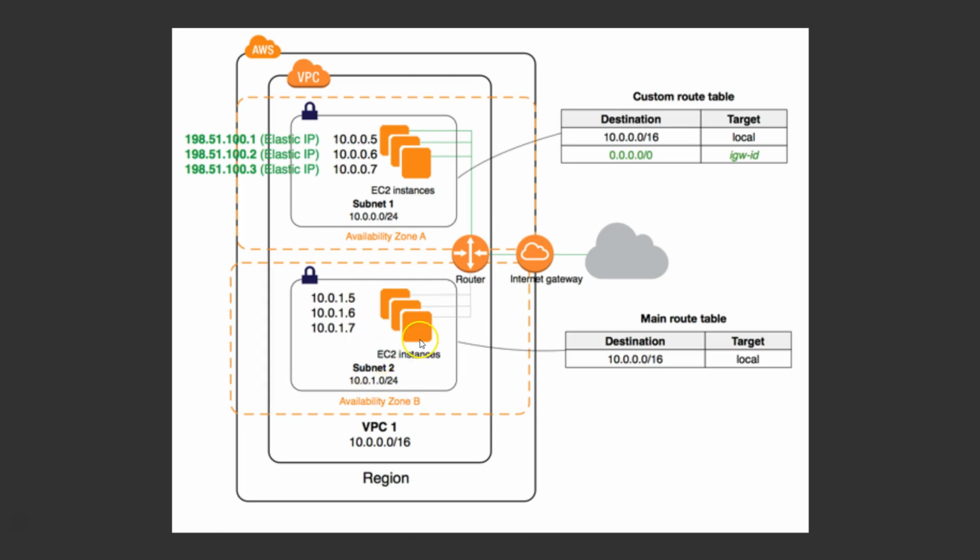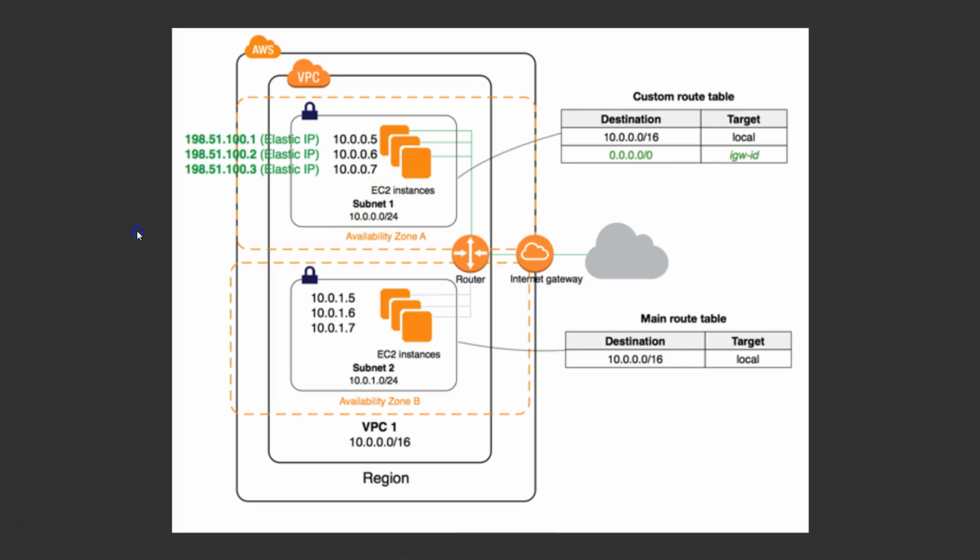So this one here is associated with a route table that does not have a route for an internet gateway, and its EC2 instances don't have public IPv4 addresses, so this is a private subnet. By contrast, this subnet is associated with a route table that includes a route for an internet gateway, meaning this subnet and these EC2 instances are internet routable. This is a public subnet.